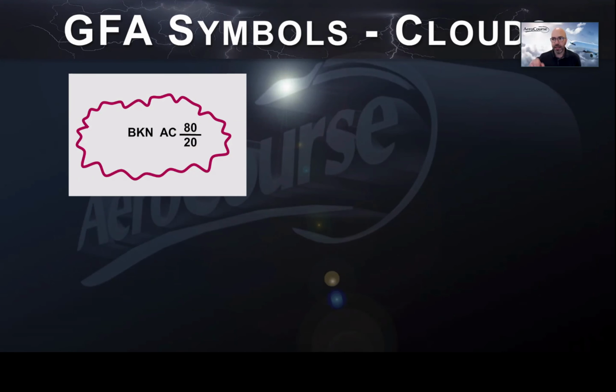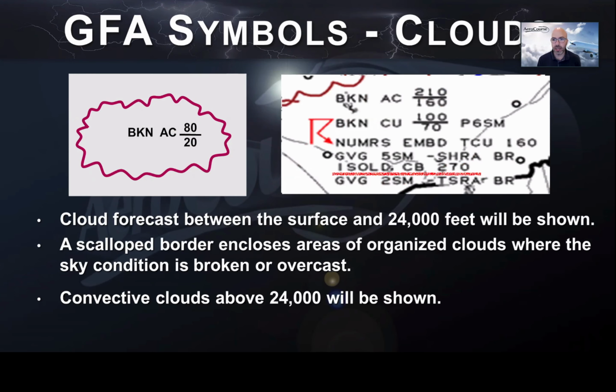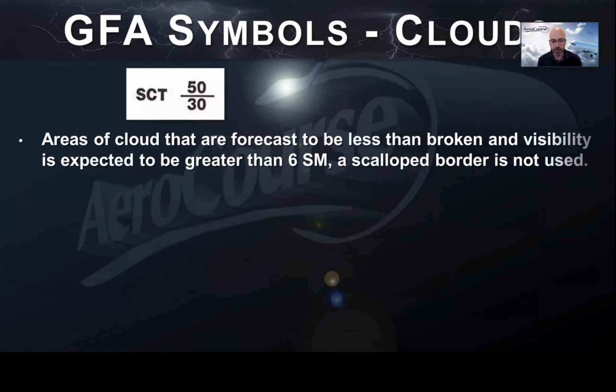Organized groups of clouds will have that scalloped border around it. And remember, clouds on a GFA are only below 24,000 feet because that's all a GFA is valid for. The only exception is any convective clouds, like CBs, TCUs. Then they might give you the height of the cloud, even if it's above 24. For example, here it says isolated CBs up to 270. The reason they do that is because the height of a CB is representative of the severity of the storm. So by giving you a cloud height, you can kind of understand, well, how bad of a CB are we talking? Not that there's a good one, but you know what I mean.